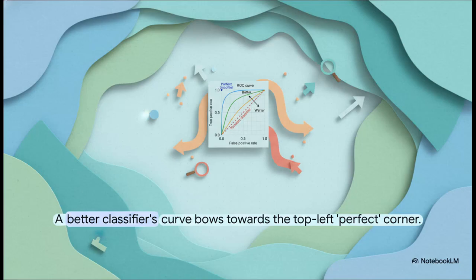So when you look at one of these charts, the key takeaway is actually pretty simple. You are looking for a curve that bows up and to the left, hugging that top left perfect corner as tightly as it can. A curve that gets closer to that perfect spot just means you have a better test. It means for any level of false alarms you're willing to accept, you're getting way more correct hits in return.